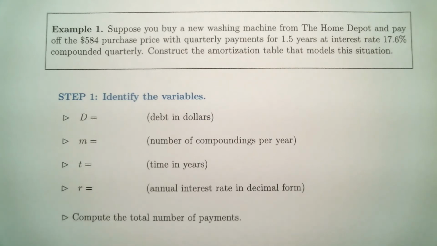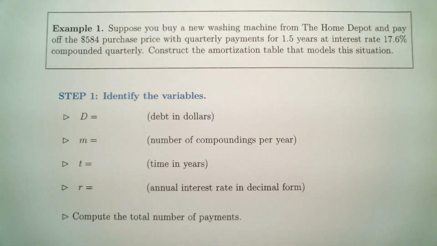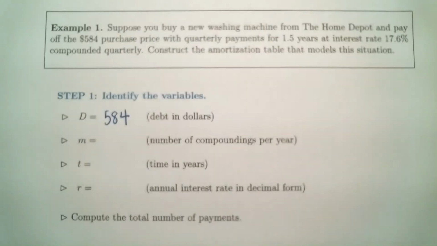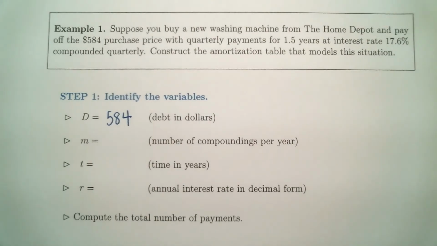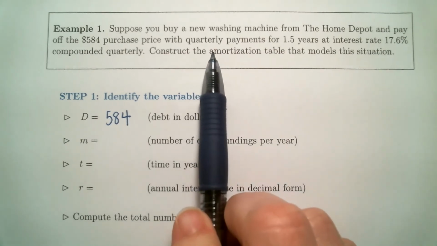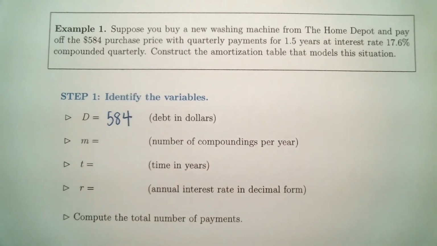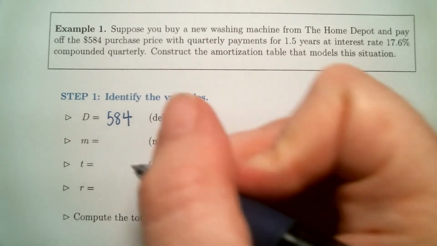D stands for debt. When you go out and buy that washing machine, you're immediately in debt $584. The next variable in the formula is going to be M. M is the number of compoundings per year. It also coincides with how often you're making payments. If you read the problem, you're making quarterly payments, and the interest on the unpaid balance is compounded quarterly. Quarterly means 4 times a year, so M is 4.